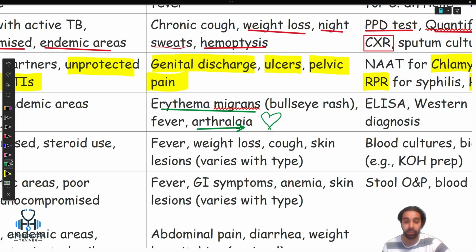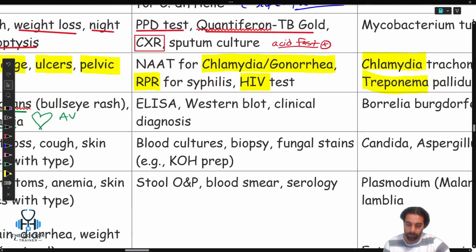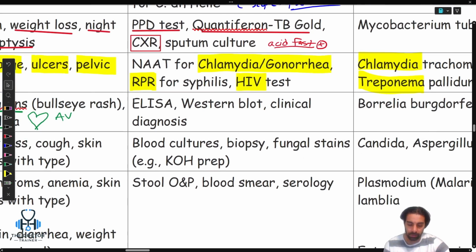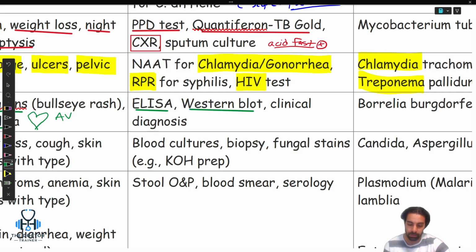So you can get heart findings. So you can get AV blocks. If it's first degree, it's mild, but if it's third degree, that's more concerning. And typically you need to get ELISA initially and then a Western blot to confirm to aid in the diagnosis.